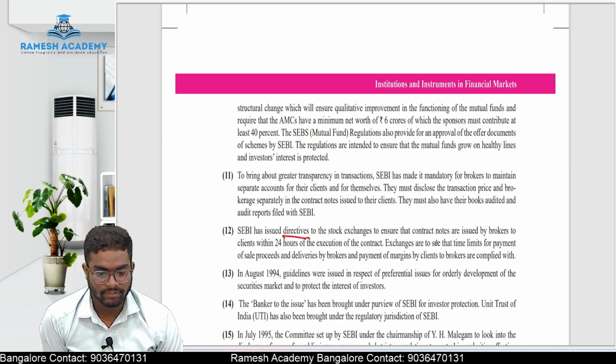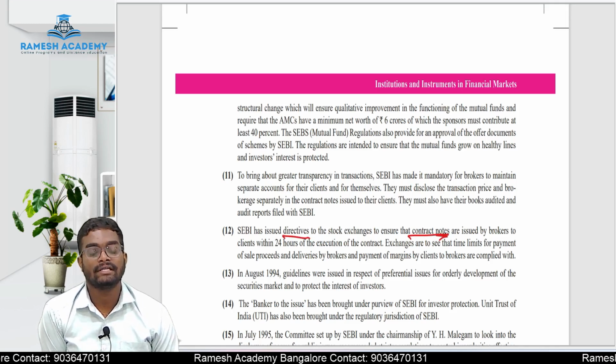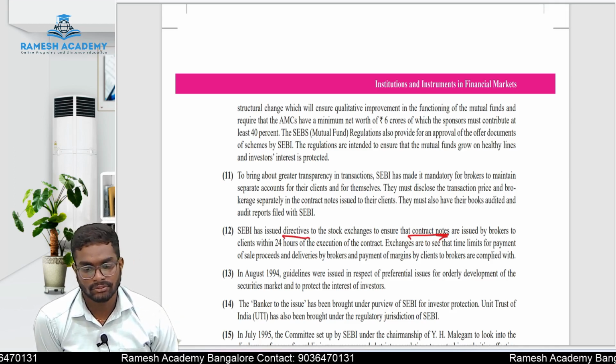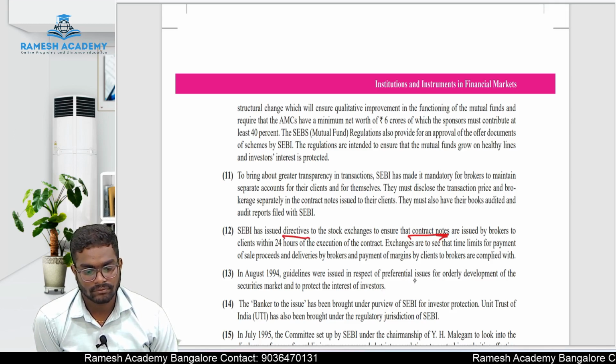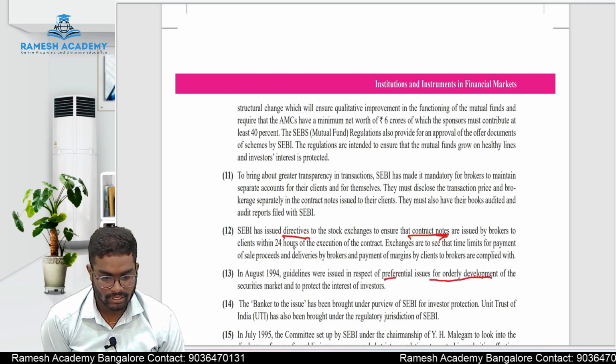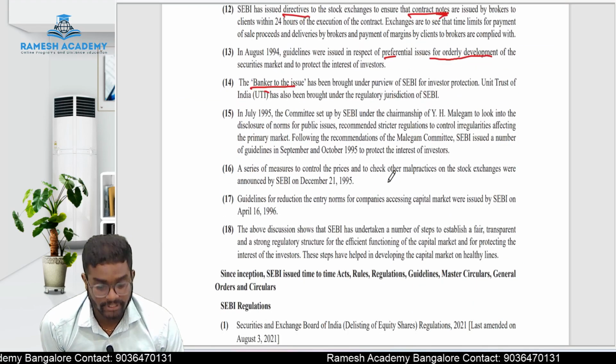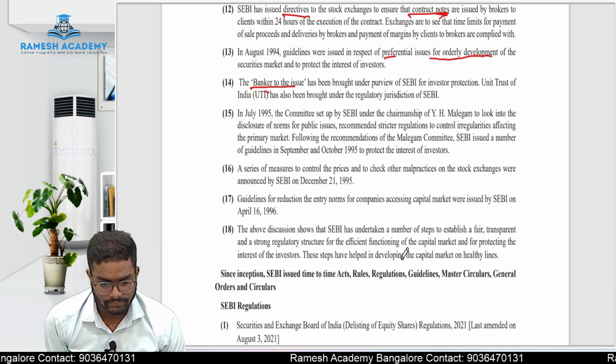Then direction for contract notes. If you are trading in shares, you will know this term, contract notes. Preferential issues, orderly development, banker to the issue. So these are some of the important roles, and you can go through this.